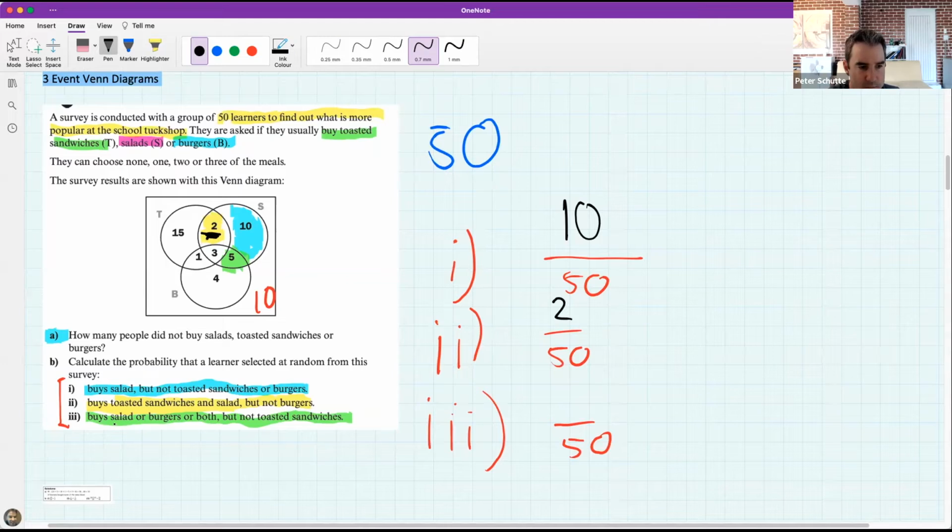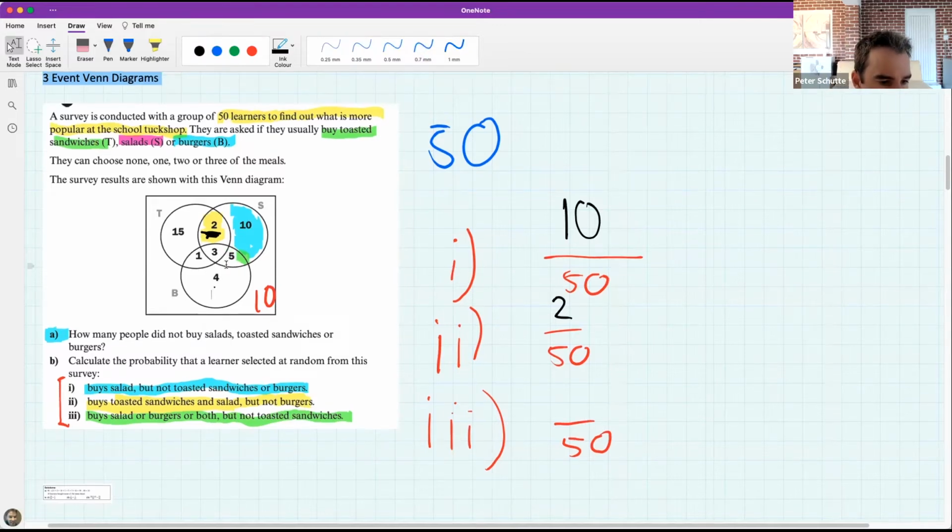And then the third one, buy salad or burgers or both. Let me actually just make sure I got that one right, because that one I might be a bit wonky there. Oh, wait. Okay, so this one I made a bit of a boo-boo on. So the third one, my region is not correct. So look, buy salad or burgers or both. Let's actually bring up the answer here.